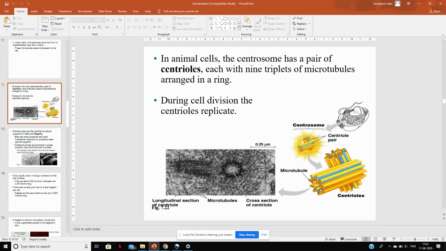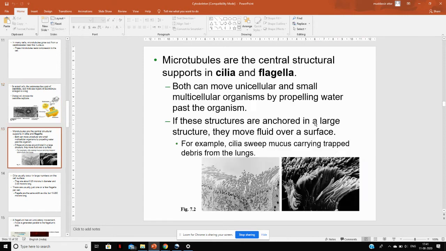So this is a 9+2 model called 9 triplets. That means in one particular triplet there are 3 tubulin filaments. Such 9 triplets are clubbed with one another to form a single centriole. Such 2 centrioles will make one centrosome, which replicates during the cell division. Okay, and microtubules are the central structural supports in cilia and flagella.